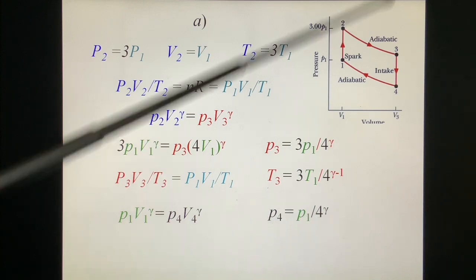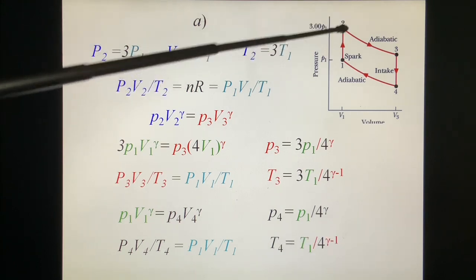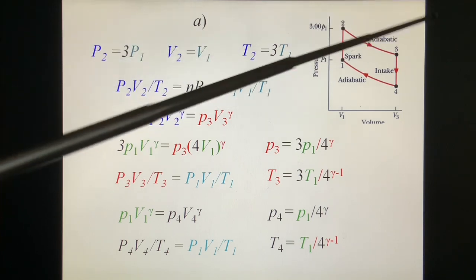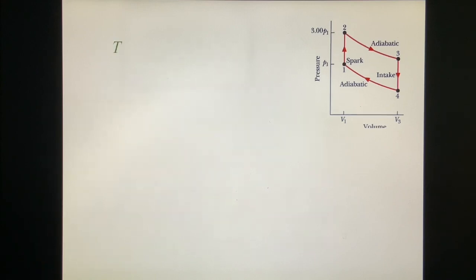Once we get P, we get V, we get T. P4 V4 over T4 equals P1 V1 over T1. We get T4 equal to T1 over 4 gamma minus 1. Then we get the first part: for every point 1, 2, 3, 4, we have P, V, T. We will use this formula later.